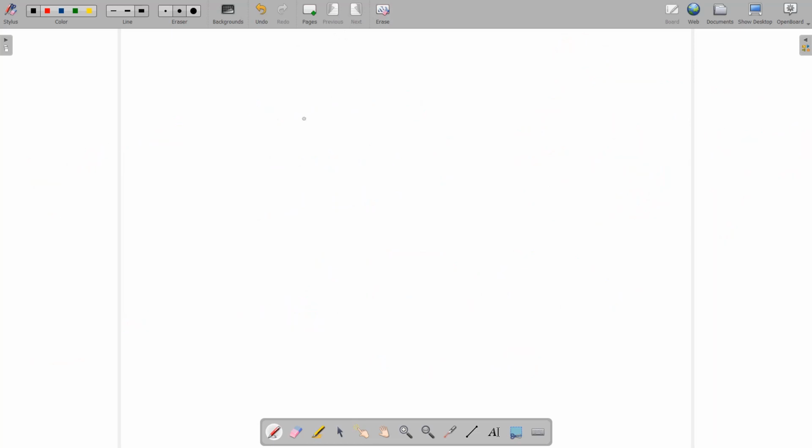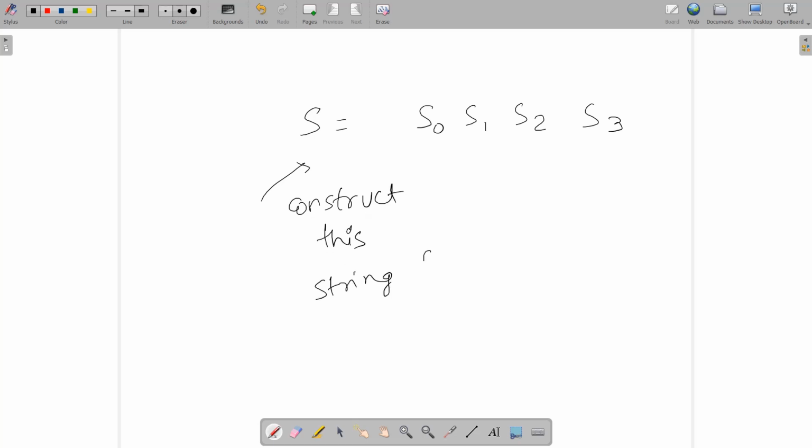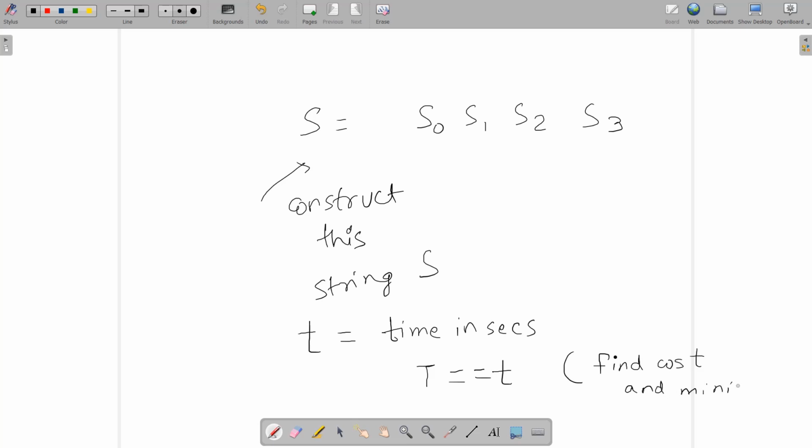What I'm going to do is, s is a 4-digit number, s0, s1, s2 and s3. We will construct this string s, and after constructing this digit string s, find out the value of small t, which is the time. Let me write down time in seconds. Time in seconds denoted by this string s, and if the target seconds exactly matches this t, you will find out the cost. Then you are going to find the cost and minimize.